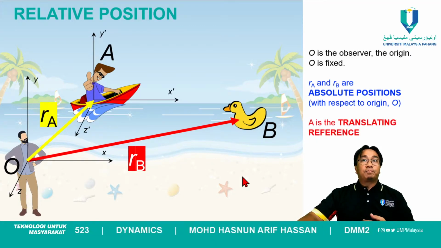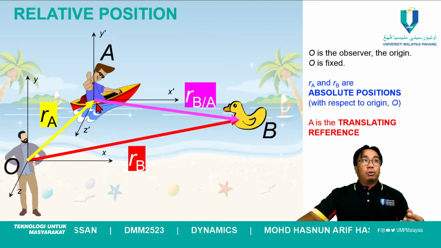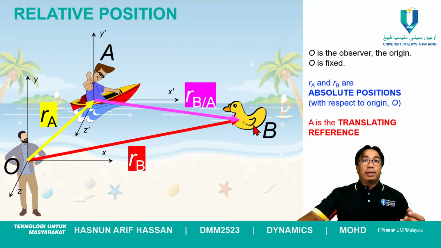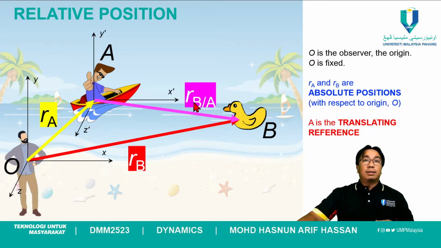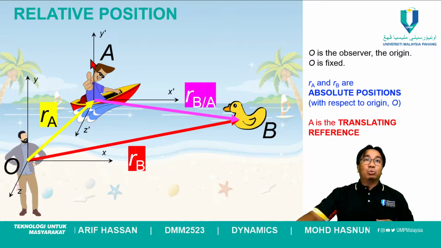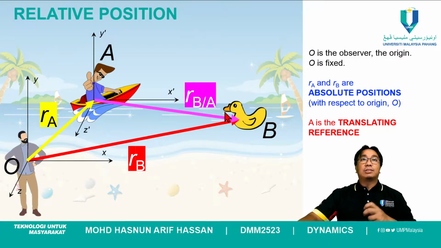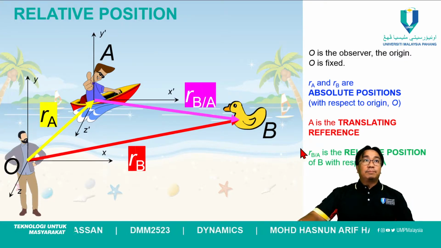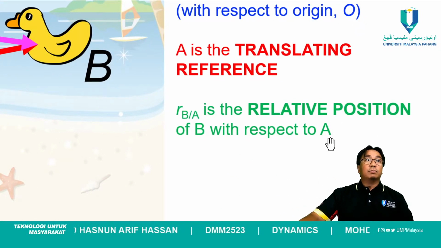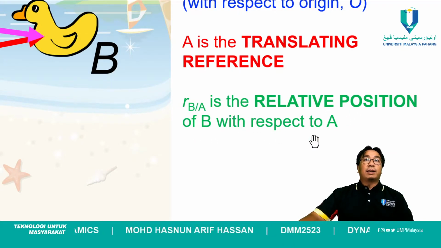So we can then draw A again, a translating reference. Okay, dia bergerak. So we can draw the position of the duck with respect to the moving guy on a boat. Okay, A to B. So this position vector is called RB/A. RB, the position of the duck with respect to A, with respect to the man on the boat at point A. So kita tulis dia sebagai RB/A. This RB/A is the relative position of B with respect to A. Okay, saya zoom sikit sini sebab kepala saya dah block. Okay, RB/A is the relative position of B with respect to A.